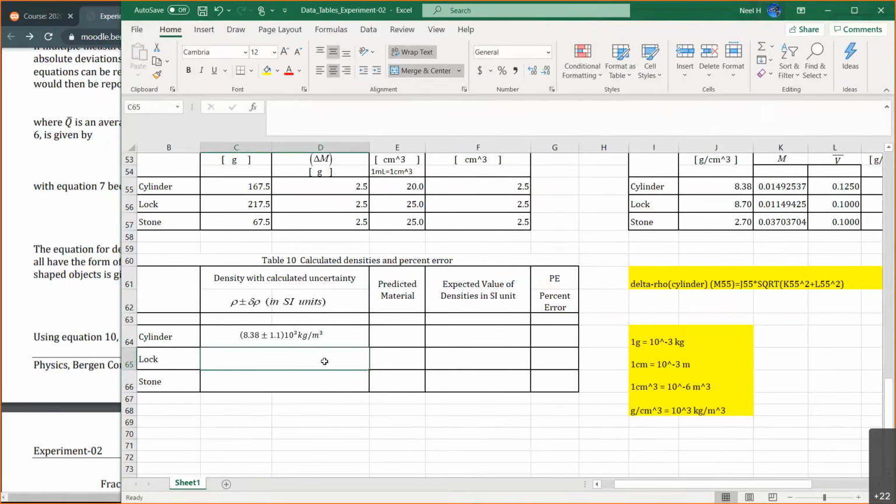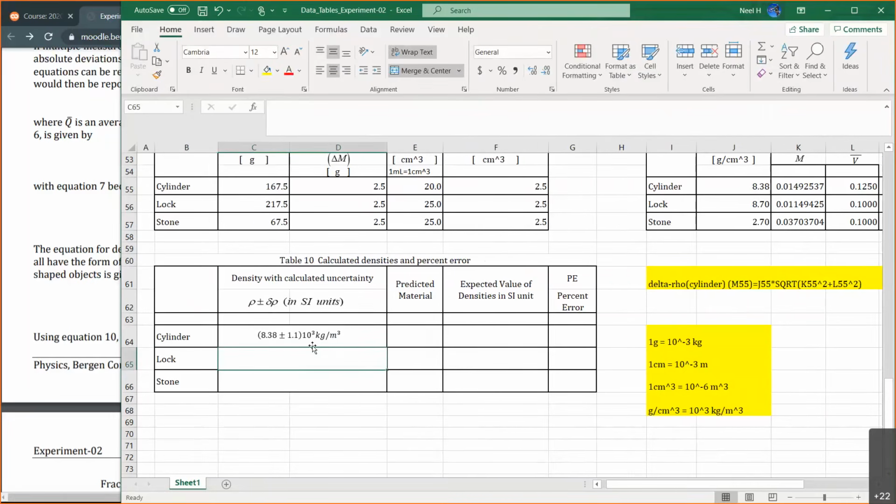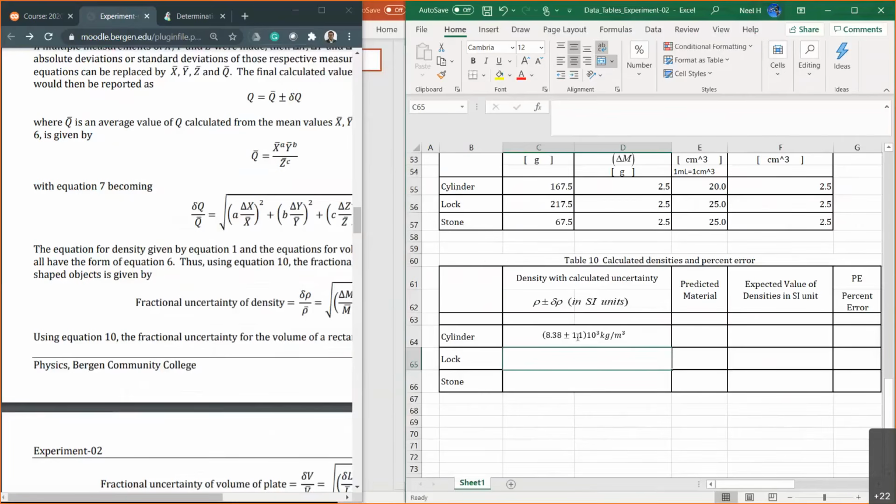Okay, now the one last thing we have to do. By looking at this number, the question asks you to predict the material. What type of material is this cylinder made of? Let's take a look. I know the density should be 8.38. So what do we know about the density? Generally, density is a constant for the material. It's not going to change with the shape or the size of the material object.